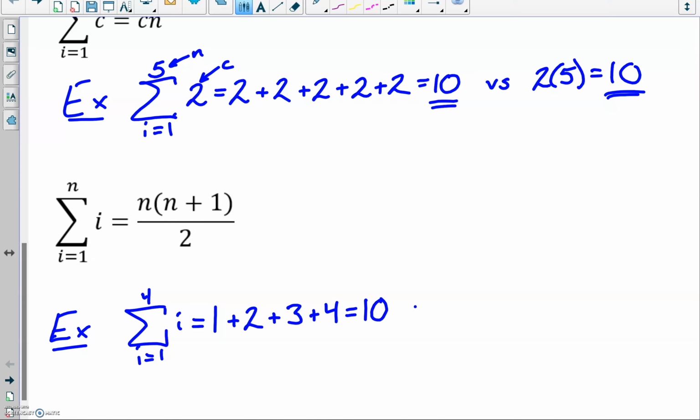The other way to do this, using the closed form, would be to say, okay, my n is 4, and I'm going to do 4 times 4 plus 1 all over 2. And if you simplify that, you get 20 over 2, or 10. And this is much nicer, especially if you were adding up all the numbers out to maybe, I don't know, n is 1,000. It'd be much quicker to use the closed form than it would be to expand out the sum and add all those terms together.